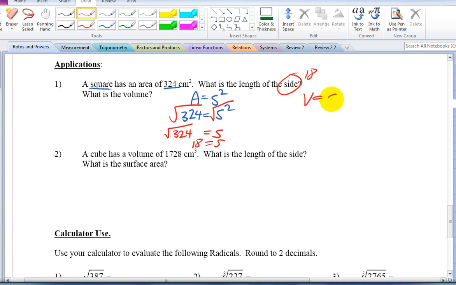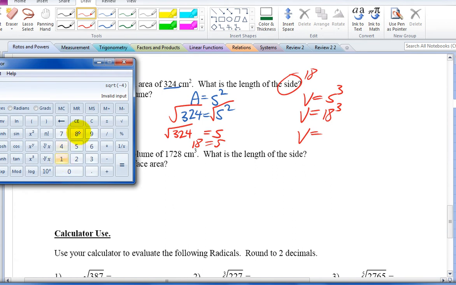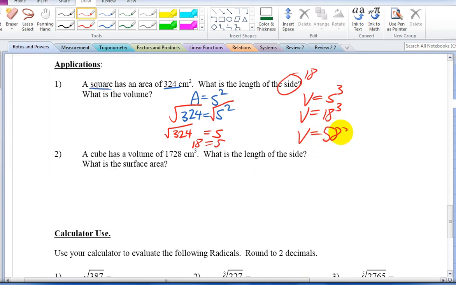For the volume, that's s cubed. So now that we found the side length, we can go 18 cubed. Try on your calculator so you know how to do that. 5,832. Hands up, you got that? Okay. Any questions with this one? I'm going fast, so if you do have some, please do ask.